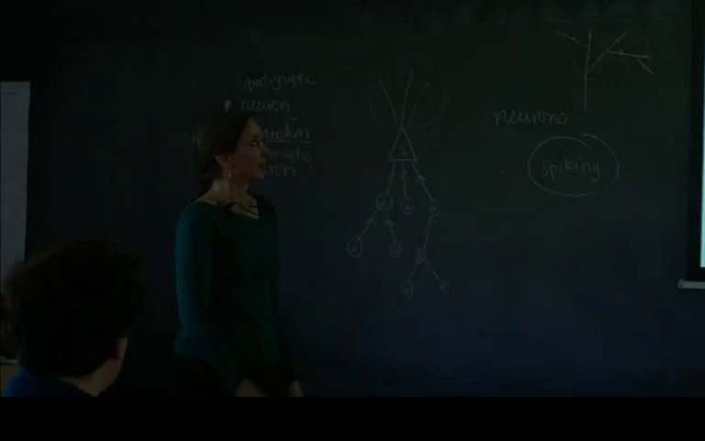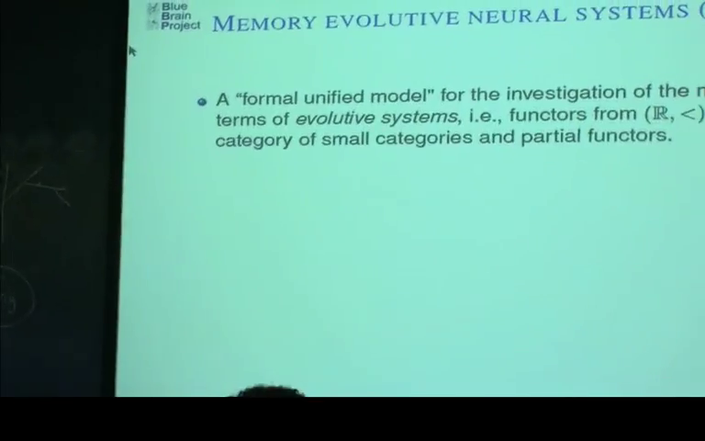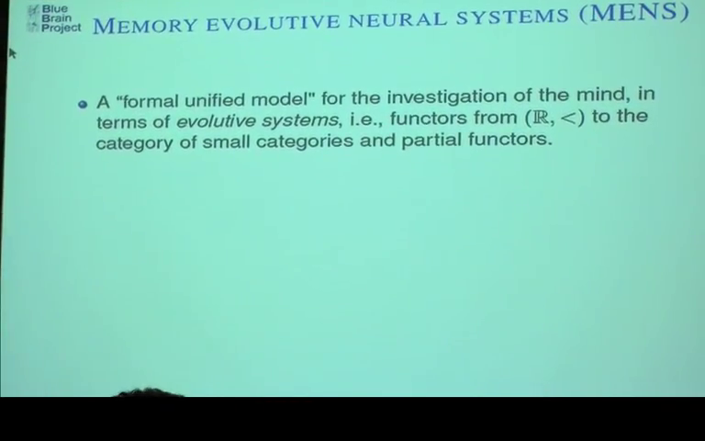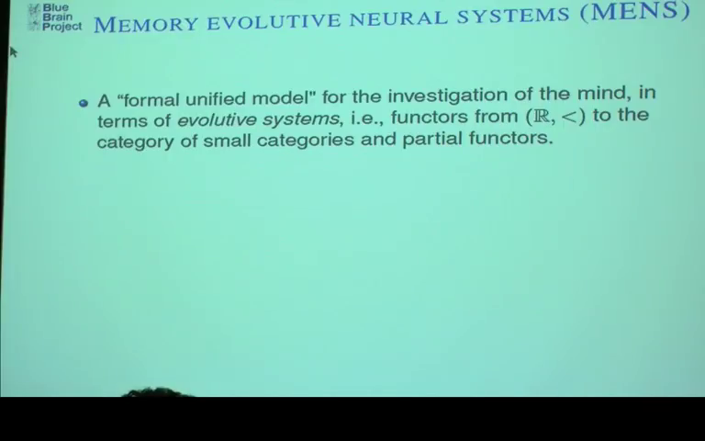So, one of these is what's called memory evaluative neural systems. This is due to Ehresmann and Vanbremeersch, I guess. And if you look at the papers, they have a whole book on memory evaluative systems without the word neural.